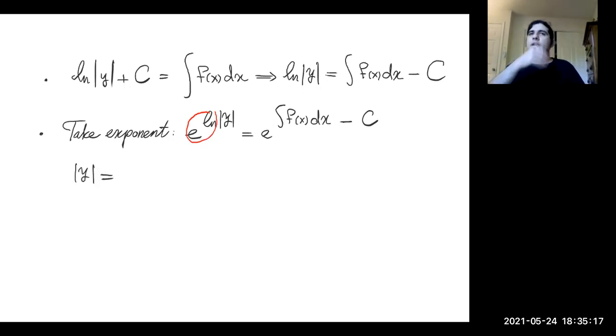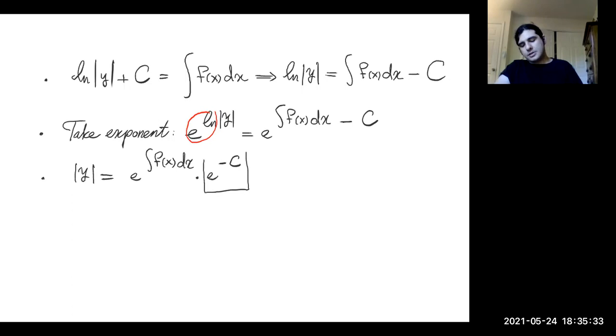They cancel each other. The right-hand side, we would have e to the integral of f(x) dx because of the properties of the exponent map, times e to the minus c. But e to the minus c is just another constant. Let's denote that with d. So it would be d times e to the integral of f(x) dx.